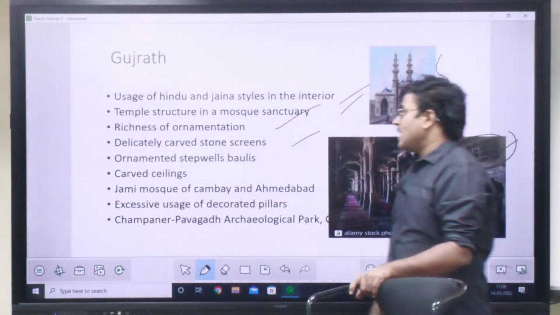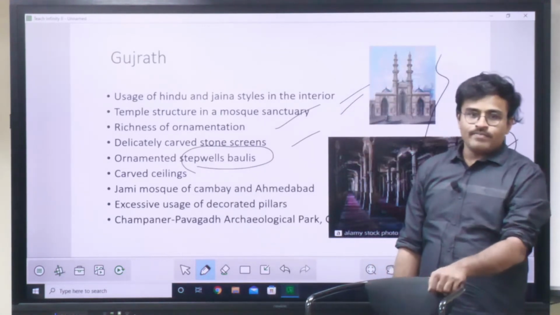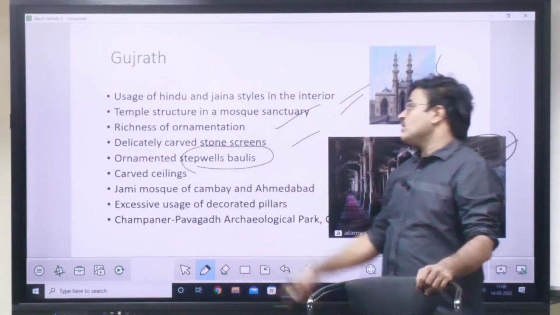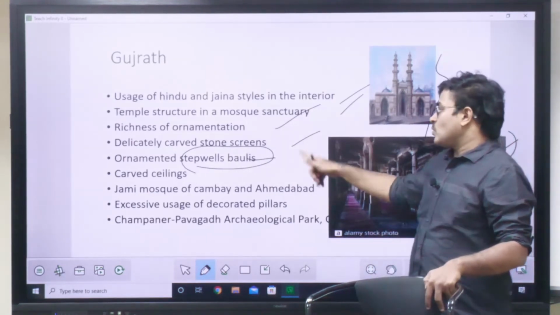And in the Gujarat region, I told you that most of the temples will have step wells beside them. Mosques also similarly started having these baulis. Bauli means step well.